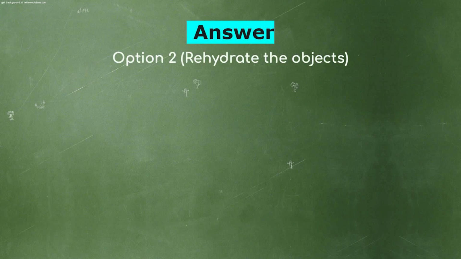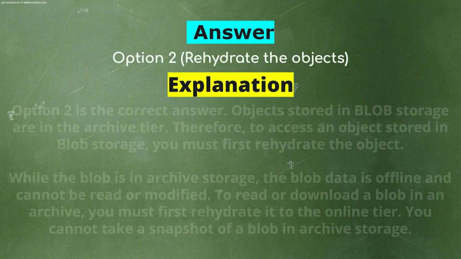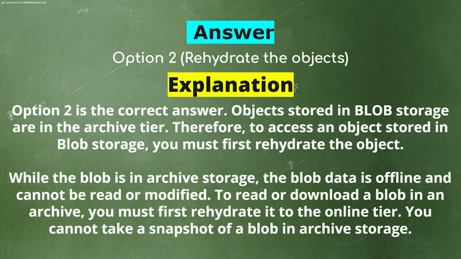Rehydrate the objects. Explanation. Option 2 is the correct answer. Objects stored in blob storage are in the archive tier. Therefore, to access an object stored in blob storage, you must first rehydrate the object. While the blob is in archive storage, the blob data is offline and cannot be read or modified. To read or download a blob in an archive, you must first rehydrate it to the online tier. You cannot take a snapshot of a blob in archive storage.